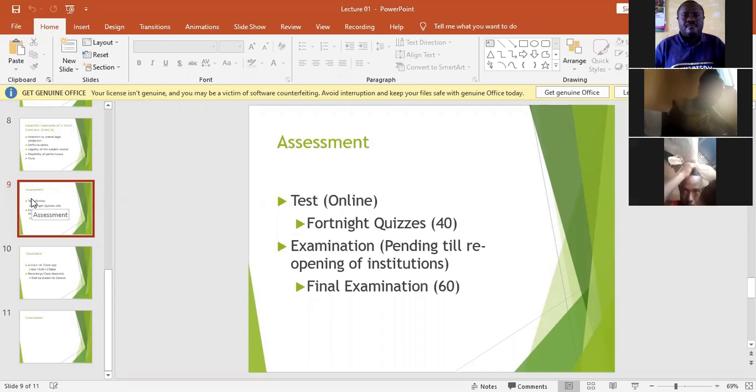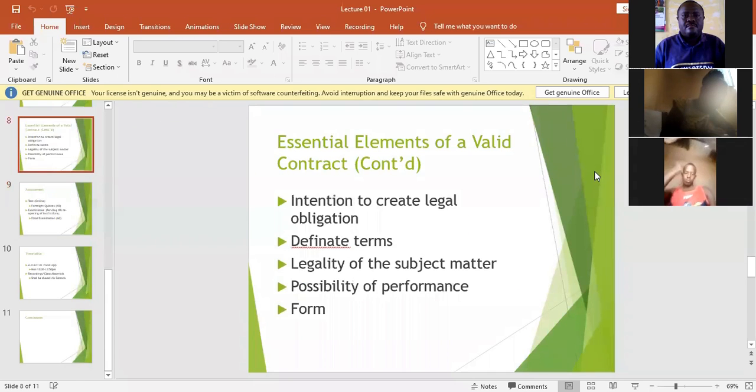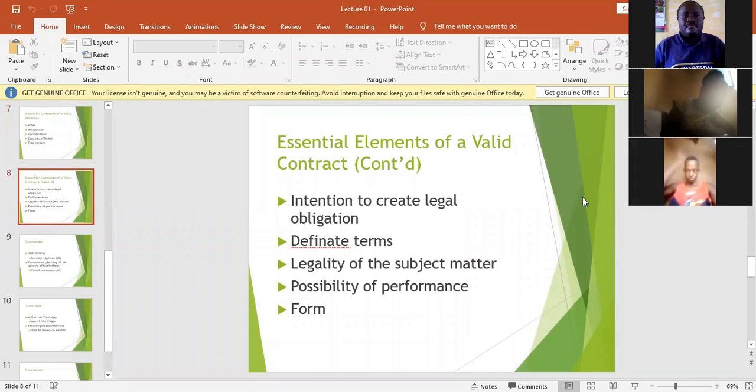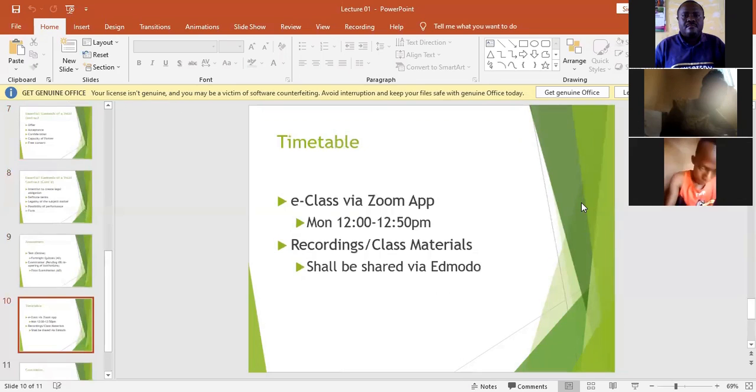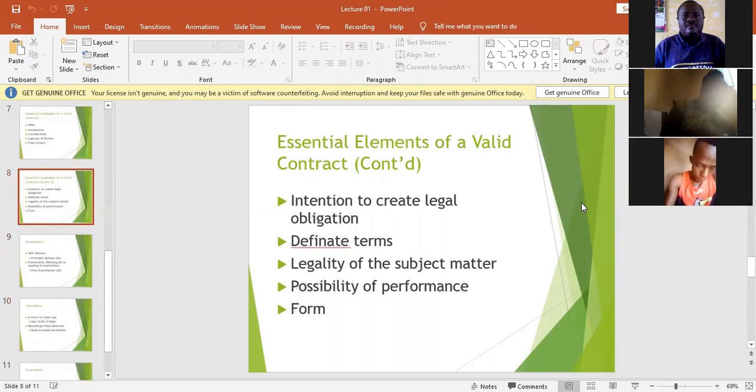Let us look at another factor. Mistake is a vitiating factor. Number two, undue influence. Undue influence is another vitiating factor. What does undue influence mean?